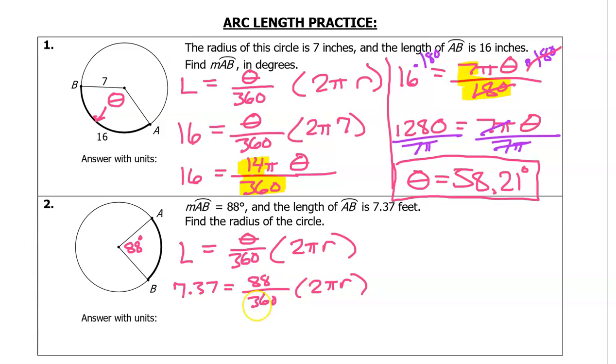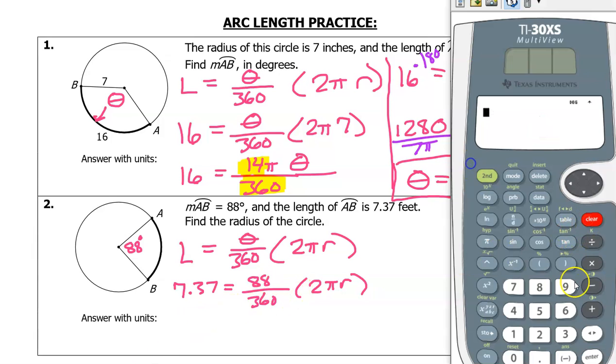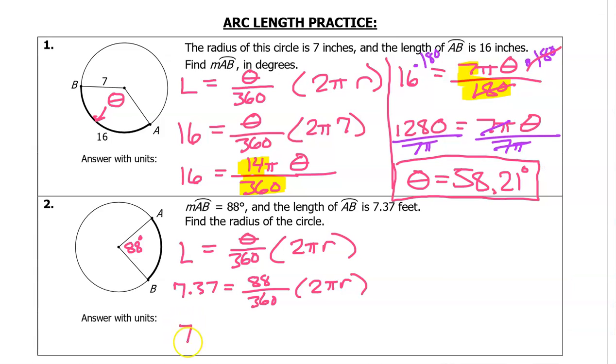So if I do 2 times 88, that's going to be 176. So this problem is 7.37 is equal to 176 pi r over 360. All right, I just multiplied the 2 times the 88 so far. And this 2 pi r, it's like it's over 1. And I'm just multiplying numerator times numerator and denominator times denominator.